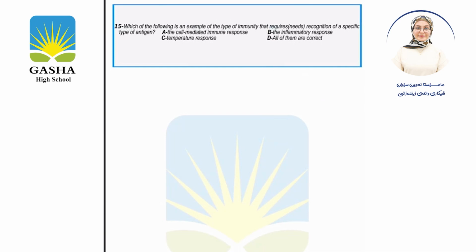Question 15. Which of the following is an example of the type of immunity that requires recognition of a specific type of antigen? So we are talking about the specific type of antigen. Let's read the multiple choice. A, the cell-mediated immune response. B, the inflammatory response. C, temperature response. And D, all of them are correct. The A, the cell-mediated immune system, yes, needs a specific type of antigen. So this one is true.